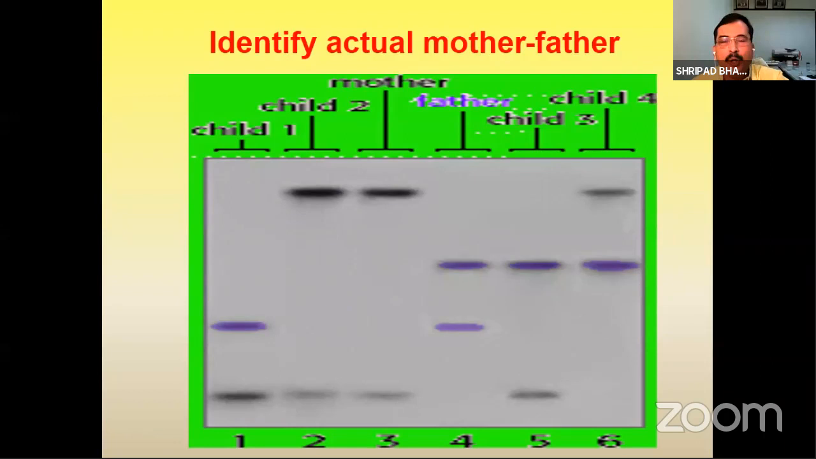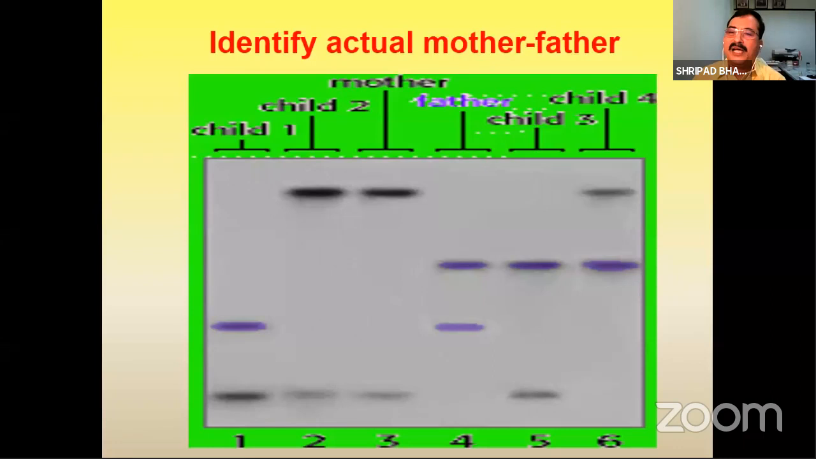So just as a clue, I'm giving you, if you just remember my case, I am a product from my father and mother. As I told you, molecular markers are inherited in a Mendelian fashion. It means I have inherited some of the markers from my father and some from my mother.